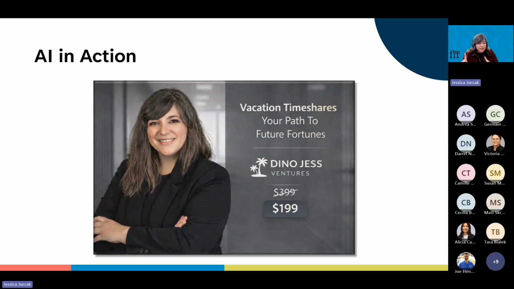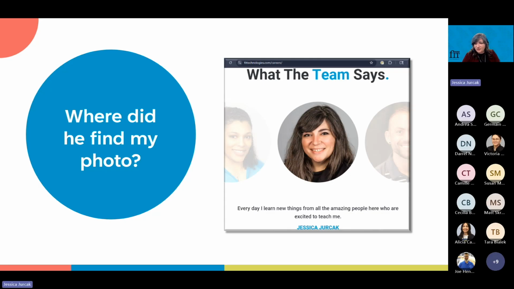And first it did say we don't have her permission, and so it did pause. There was a safety feature, but then he said I have her permission. I didn't have to give any permission. So there are safety guards, but we're catching up. And so you, the human, need to remember, does it seem like Jess sells timeshares? Probably not. And where did he get that photo? The Fit Technologies page. There I am on the careers page. We exist on the internet, and so we can be exploited on the internet.